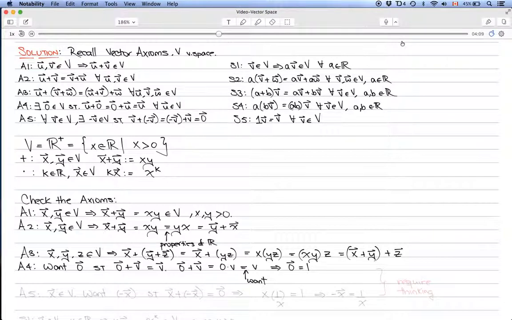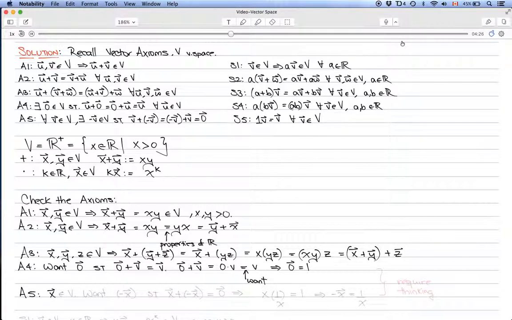So we've shown that there exists an element in our space, the 0 vector, such that when we add it to any other vector, say v in our space, we get v back. And commutativity follows by axiom 2. Axiom 5 also requires a little bit of thinking.